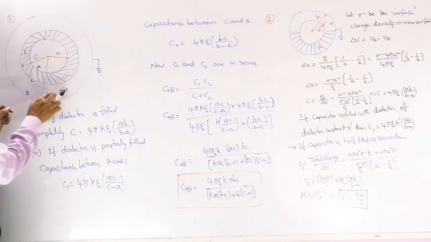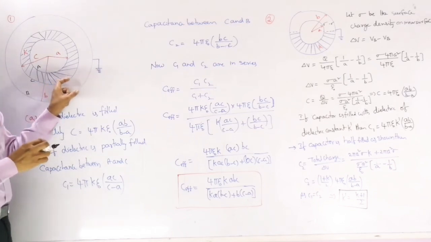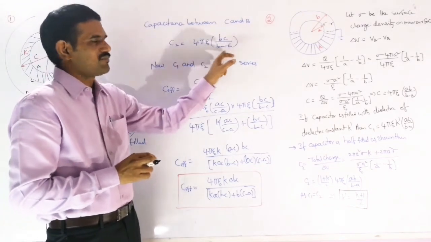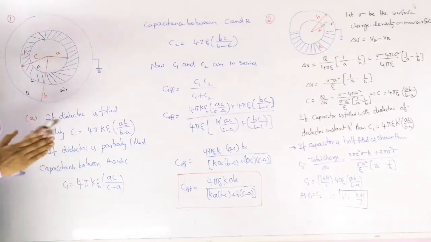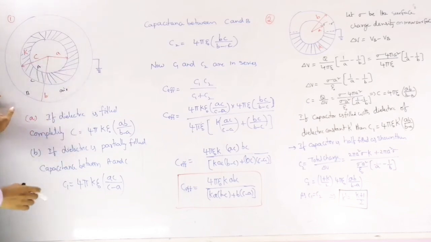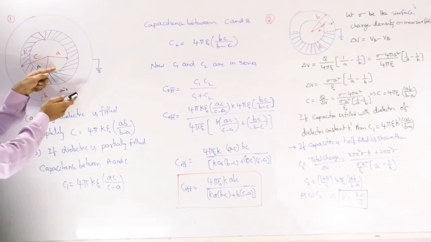Next, between C and B you need to write. That is an air filled capacitor, so again you can use the spherical capacitor formula: 4 pi epsilon naught into BC by B minus C. Now these C1 and C2 are in series. Whatever charge appears on this, the same amount of charge will be there here, because the inner surface and the outer surface are connected to the battery terminals.